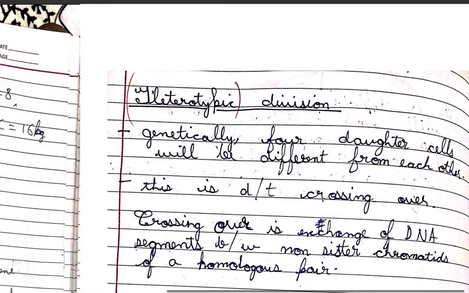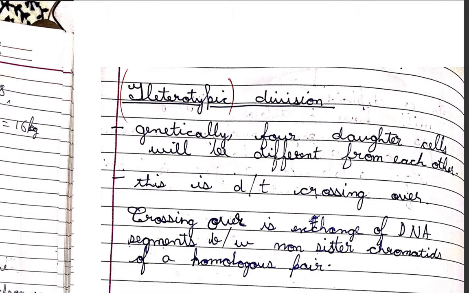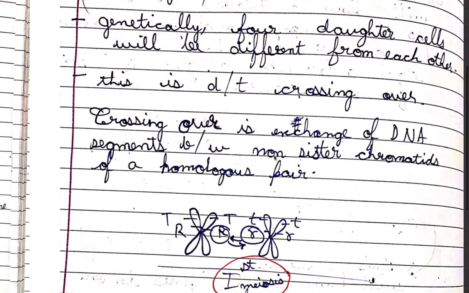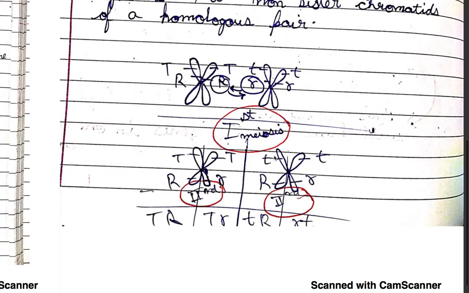Heterotypic division: genetically, the four daughter cells will be different from each other. This is due to crossing over. Crossing over is the exchange of DNA segments between non-sister chromatids of a homologous pair. See here, this is capital T, capital T. This is capital R, capital R. This is small t. This is small r.